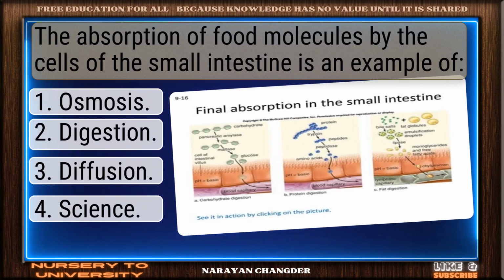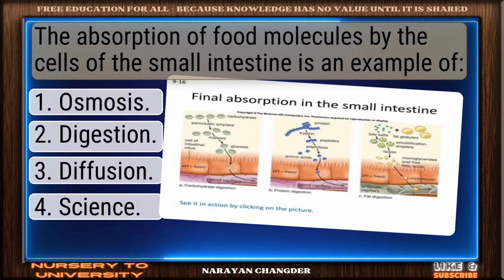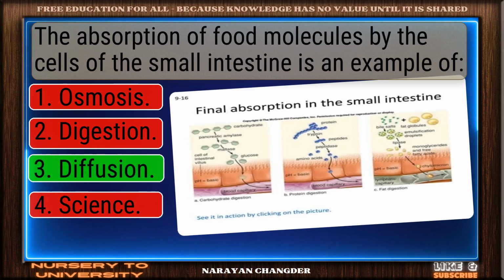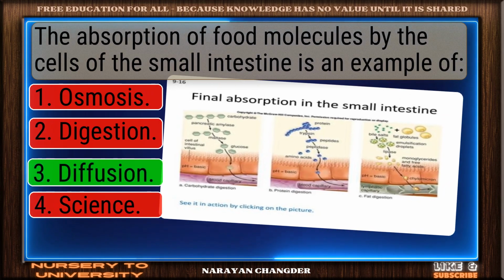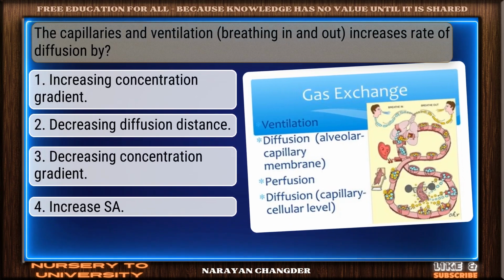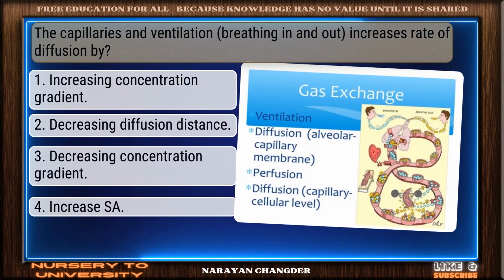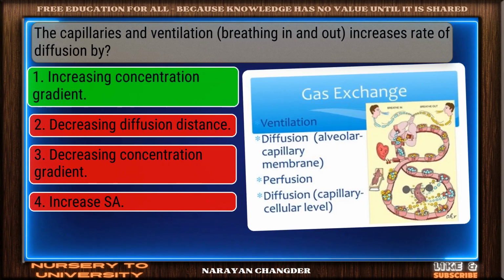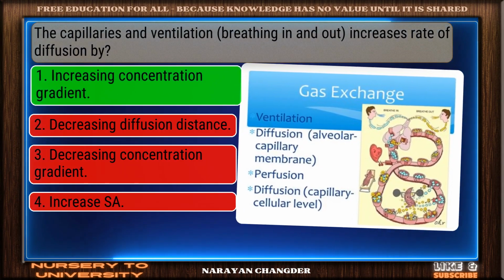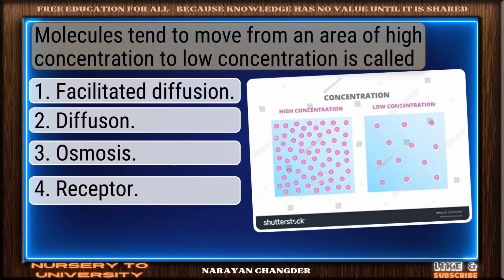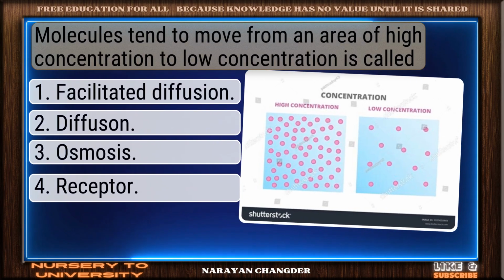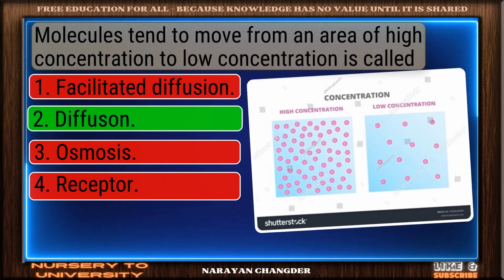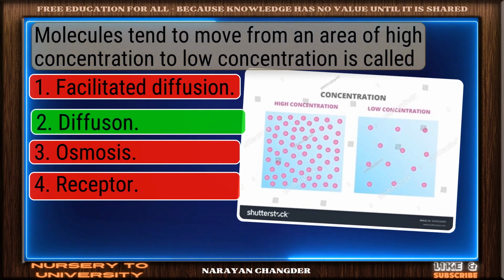The absorption of food molecules by the cells of the small intestine is an example of. Nicely done. Diffusion is a solid answer. The capillaries and ventilation increases rate of diffusion by. Solid response. Increasing concentration gradient is a valid choice. Molecules tend to move from an area of high concentration to low concentration is called. On track. Diffusion is the correct answer.